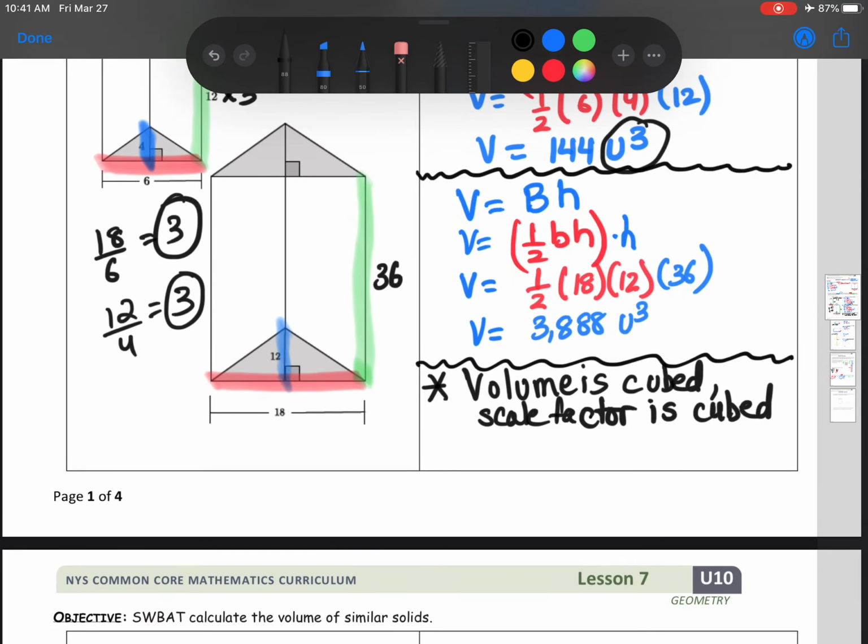Okay. What does that mean? Because writing it down is not enough. So the volume of my first solid was 144, right? My scale factor was 3. So cube the scale factor and you get the volume of that similar solid. So that's what it means. That's how you can find out. So basically you could have skipped all this work and gotten that same answer, right? So that's what it means.